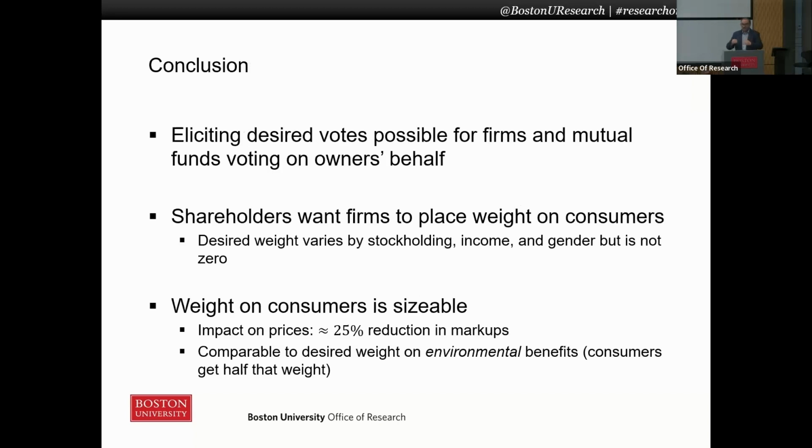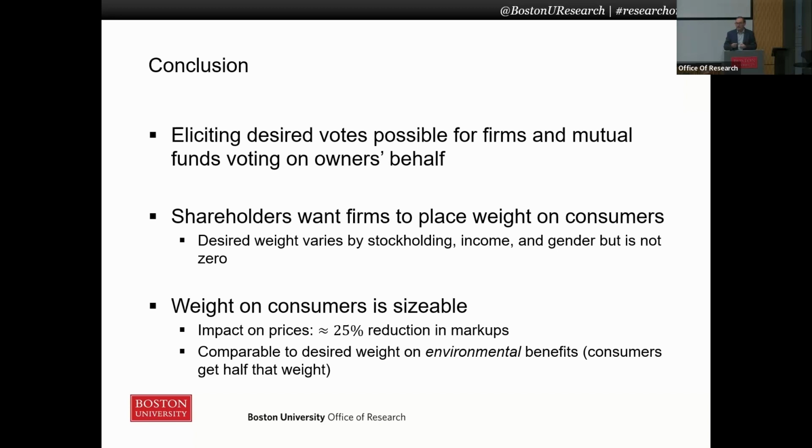So we find that shareholders want firms to place a weight on consumer well-being, and we can look at our data and show how that varies by various observable characteristics of each shareholder, because there's heterogeneity. They don't all agree. So higher income, gender, amount of stock held. That weight is in fact sizable, and we can think about its size in two different ways.